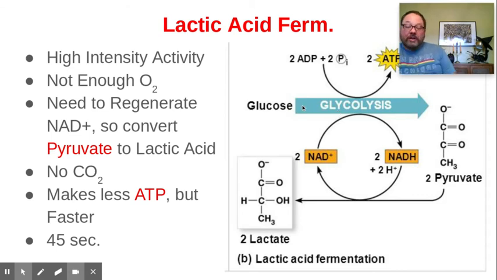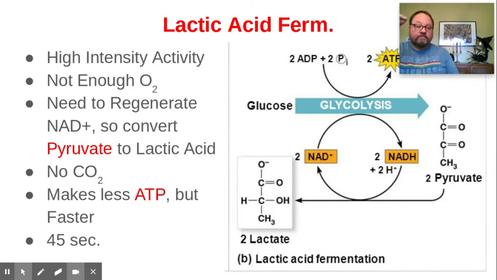And again, you don't get a lot. You only get 2 ATP per molecule of glucose. So you don't get a lot of ATP. But what happens is, since this is only a couple of steps, you make it really quickly. So you can make a little bit of ATP really quickly.